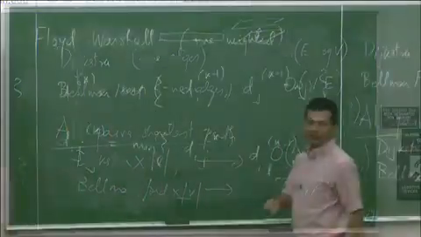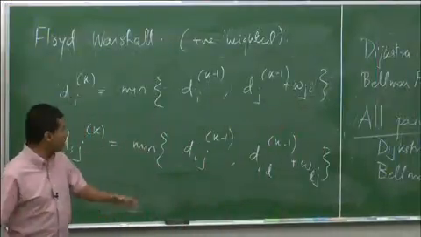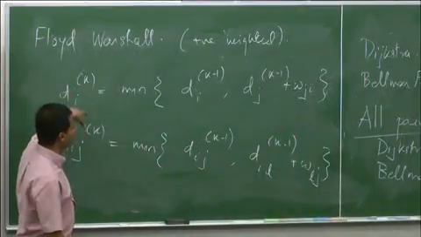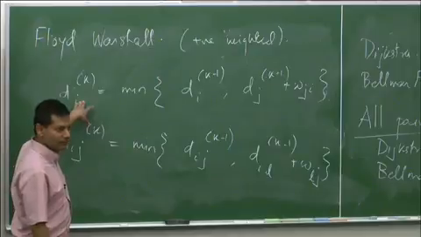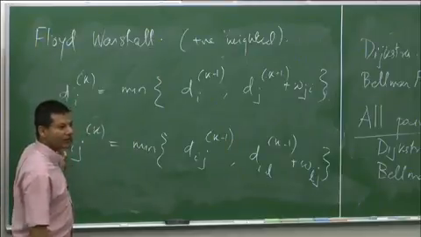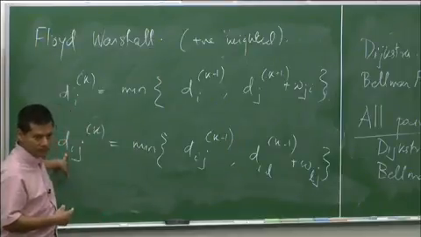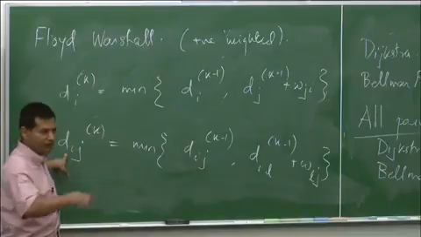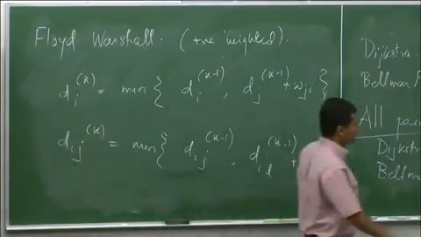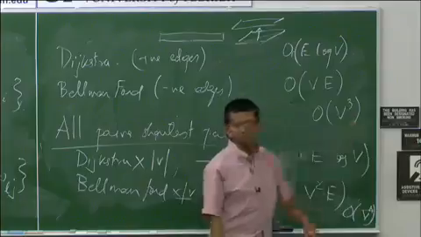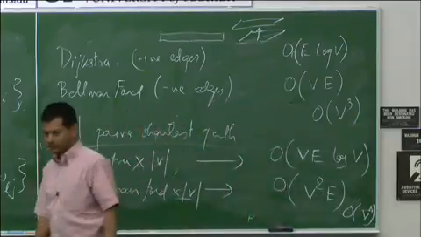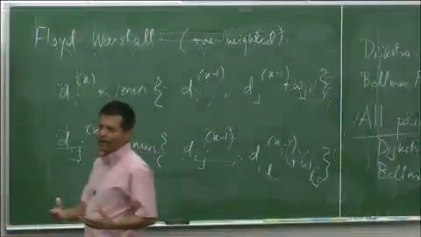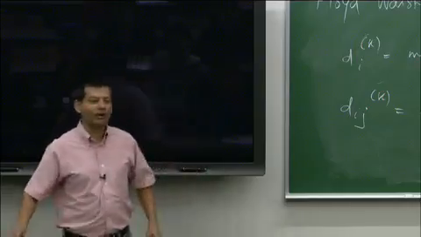This index is still the length of path. So, all I have done is I have taken Bellman-Ford and simply put a new index on it, which gave me another loop that gives me an additional V. So, that is where I went from order V cube to order V to the power 4. Mind you, dynamic programming is all about index.